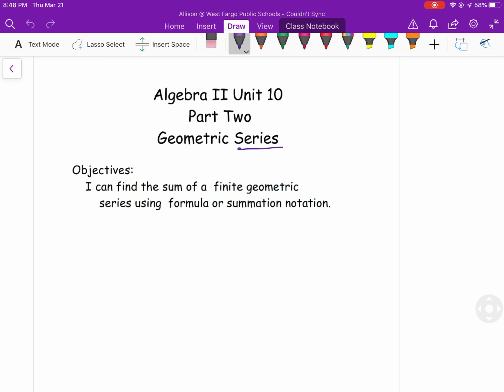Geometric series. This goes with 10.1c notes. Our objective is to find the sum of the finite geometric series using a formula.